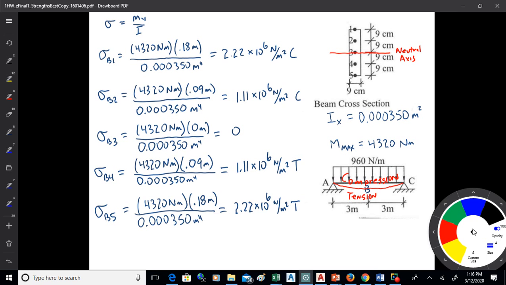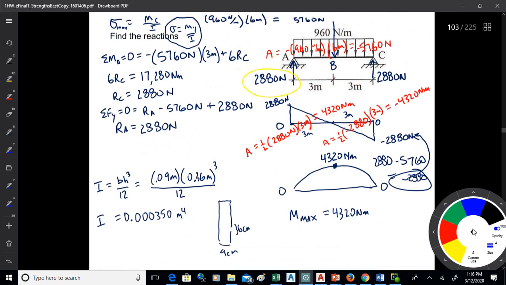Can you go back and explain that shear diagram? Okay, the shear diagram goes from 0 up to the reaction at 2,880. Then it'll drop by an amount equal to the area under that loading diagram, which is negative 5760. So it drops from 2880 down by 5760, so that gets you down to negative 2880. And then the reaction takes it back up to 0.